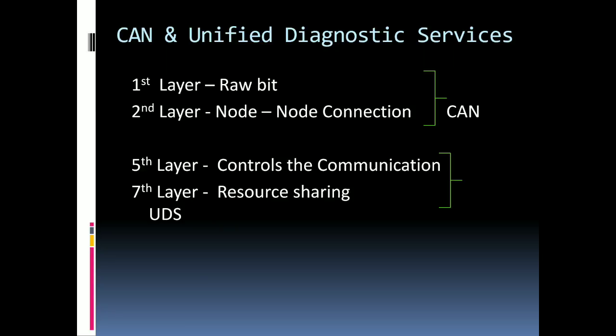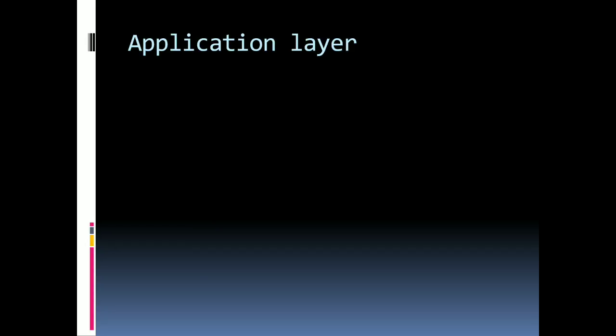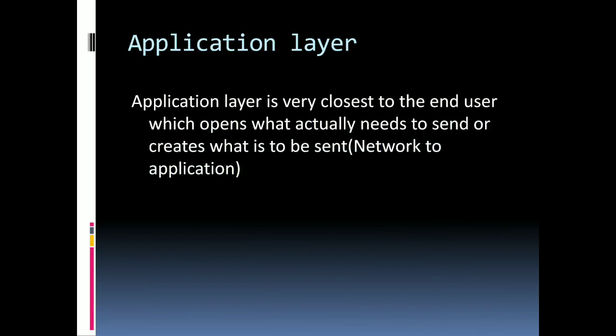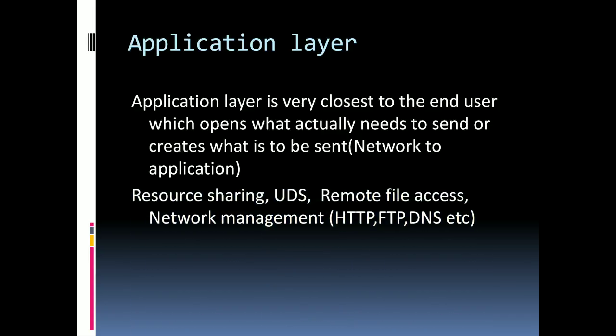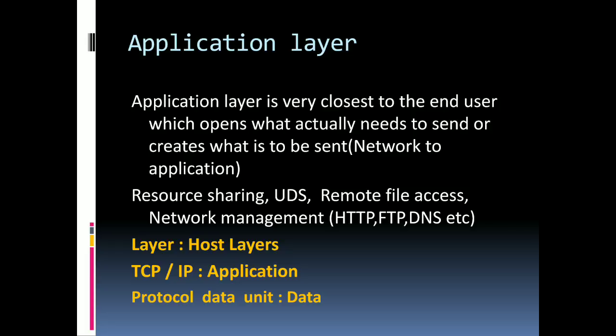And the seventh layer is resource sharing. Obviously for the end product, the application layer, the seventh layer, is used. See, that is what I have mentioned about the application layer. The application layer is closest to the end user, and it handles what actually needs to be sent to the end customer. There is actual data to be shared. That is resource sharing: UDS, remote file, HTTP, FTP, DNS, etc. So it's a host layer, again application, and the protocol data is data.